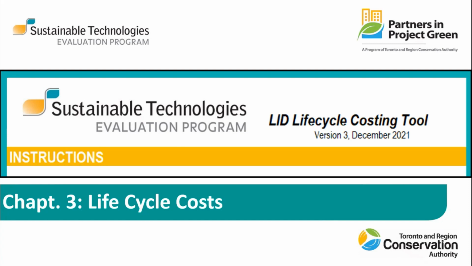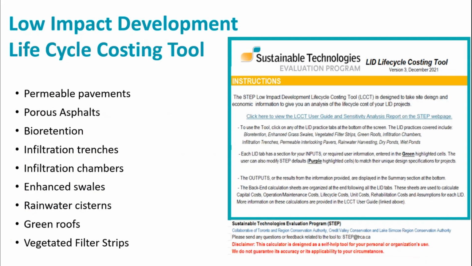So we'll start here at chapter 3, life cycle costs of LID facilities. So we have our low impact development life cycle costing tool, or as we now call it, our LCCT. So what this tool does is it accurately estimates the life cycle costs for LID practices. And traditionally, it's been a complicated process. So the LCCT helps make this process easier and allows users to produce realistic cost estimates based on user-specified LID design, as well as operation and maintenance assumptions.